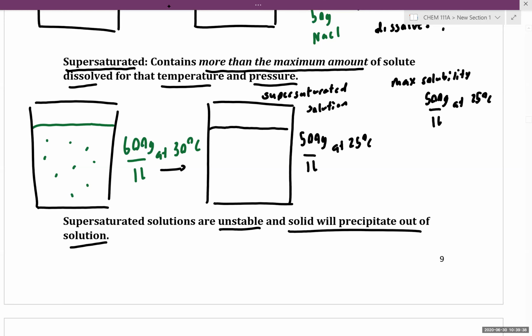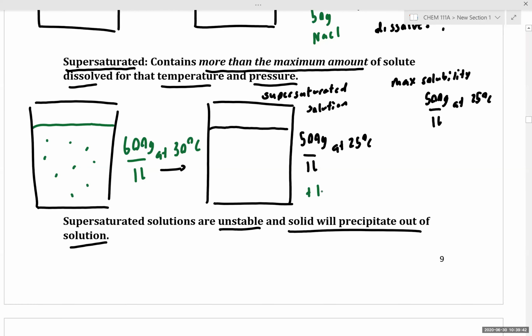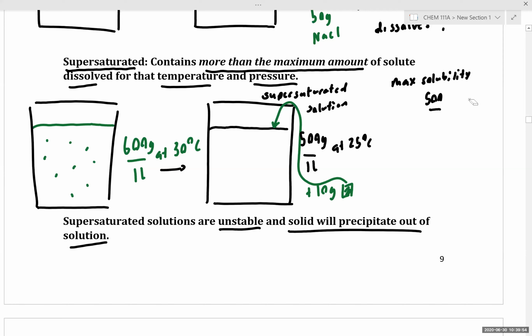Now, the interesting thing about a supersaturated solution is that if you try to add additional solute, what will happen, let me write this up here so there's more space.